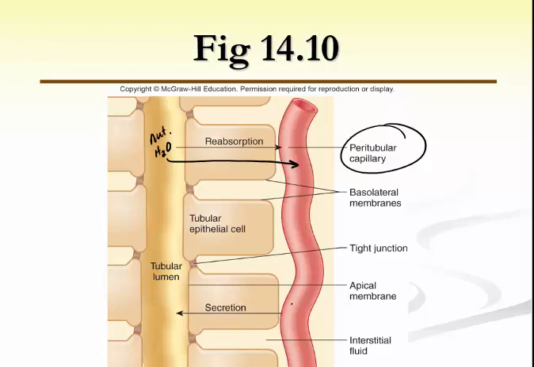Secretion is going to be for substances such as excessive ions or molecules that are too big to have been filtered, but we need to get rid of from the body. For example, toxins that can be secreted or metabolic wastes that are too large to be filtered into the lumen of the tubule, which would ultimately leave the body as urine with excretion.